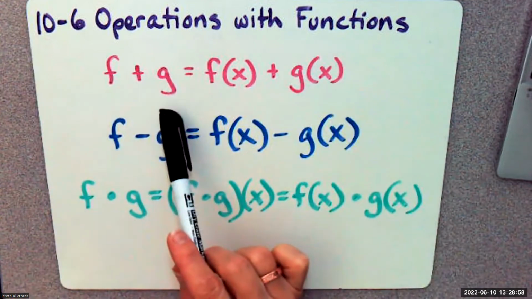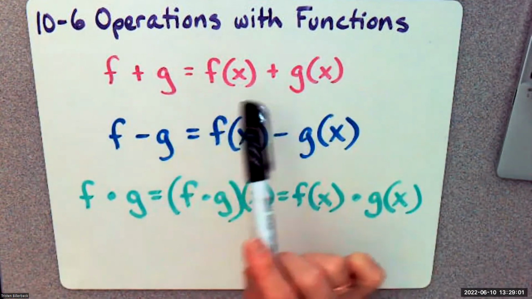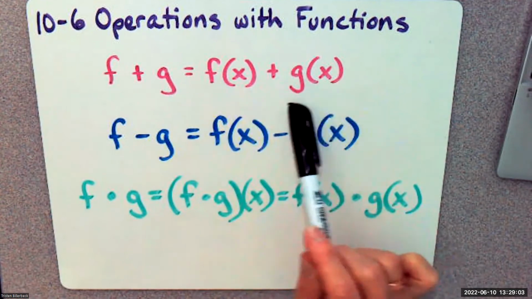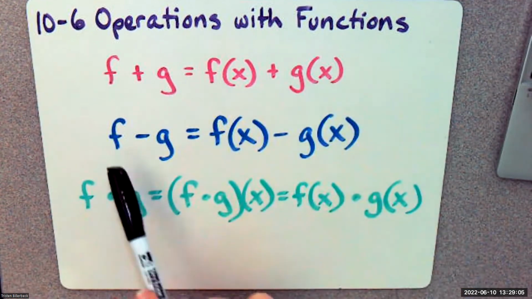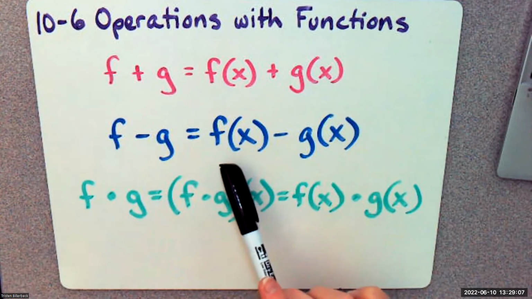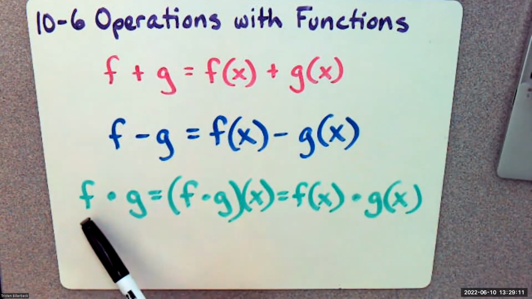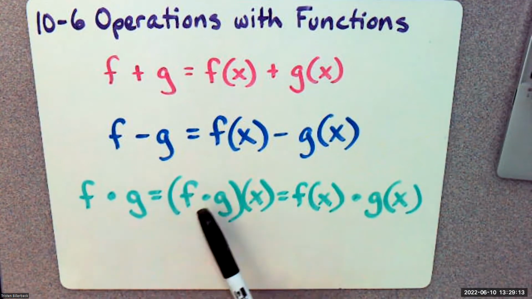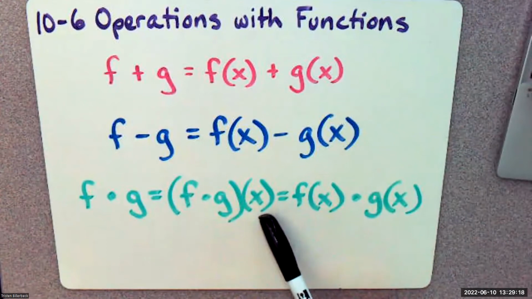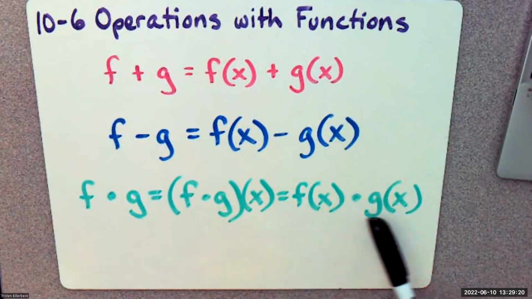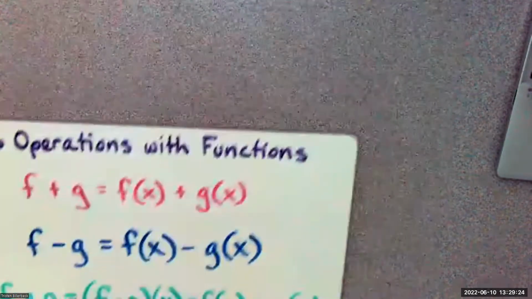So if we have f plus g, that stands for f of x plus g of x. If we see f minus g, that stands for f of x minus g of x. And if we see f times g, that equals f of x times g of x. So let's see what all this means.